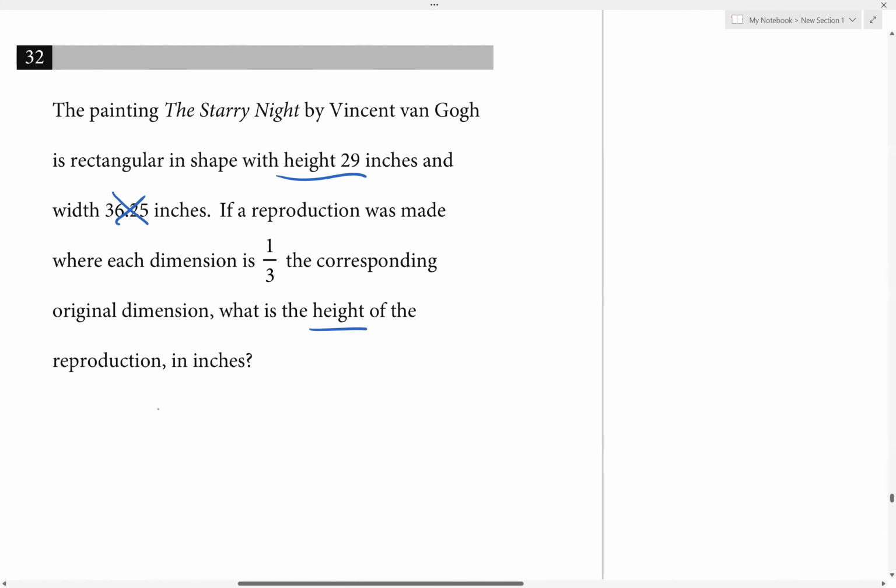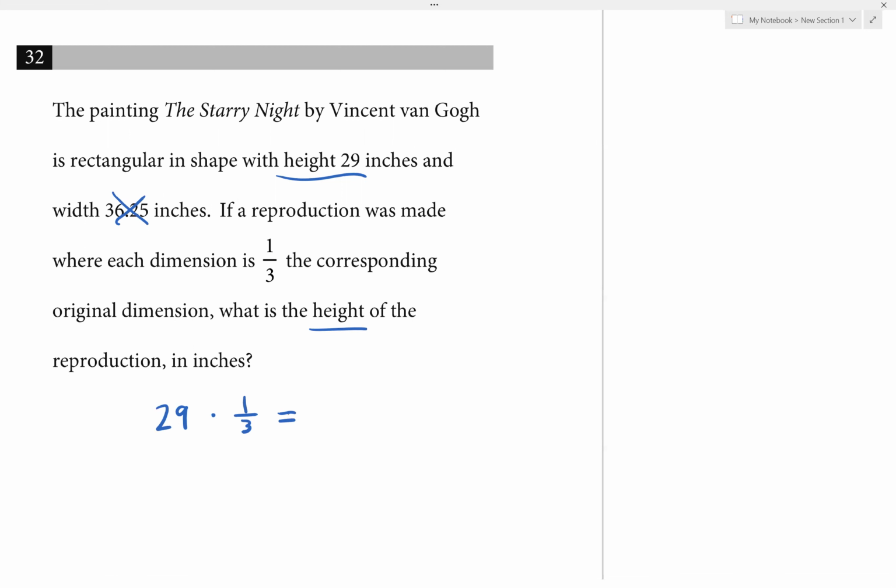So if the original height is 29, and the new height is 1/3 of the original, you can just do 29 times 1/3. You can just multiply them together. You can solve for 1/3 of 29. That should give us the answer, right?